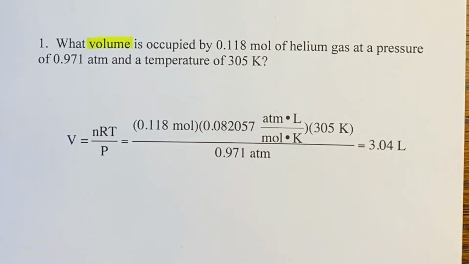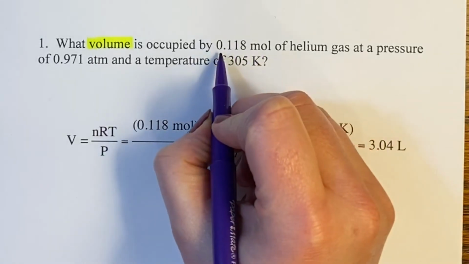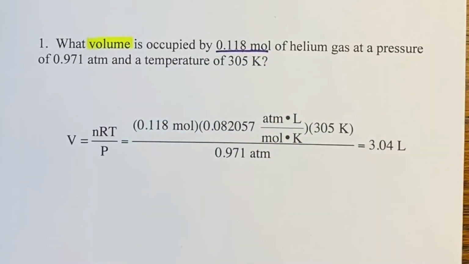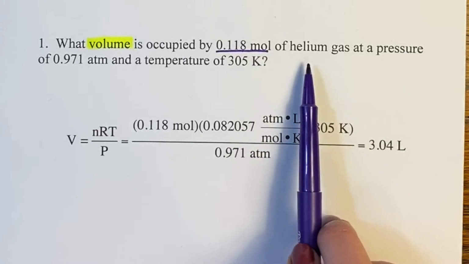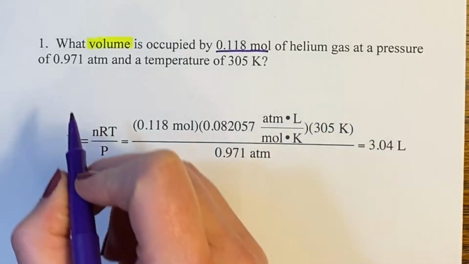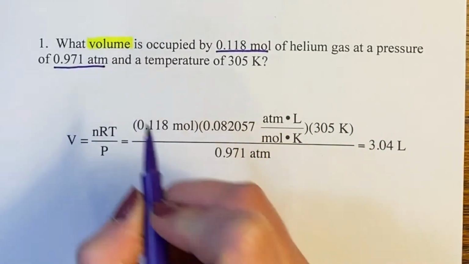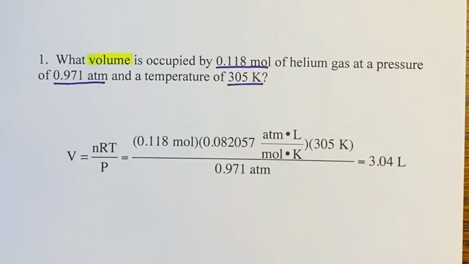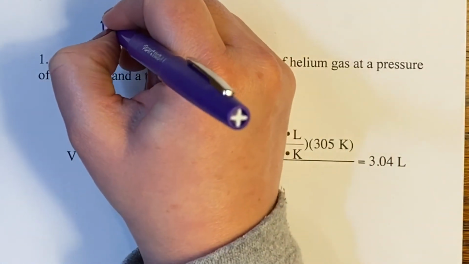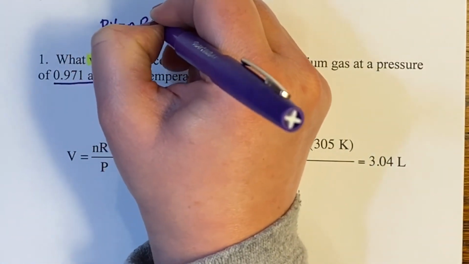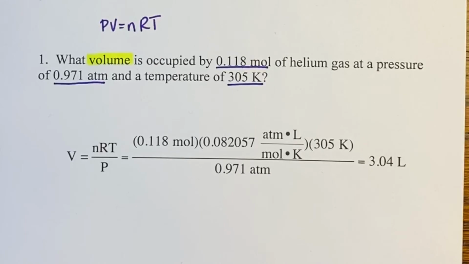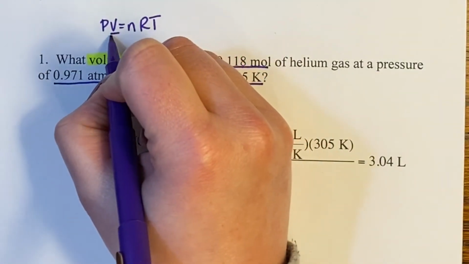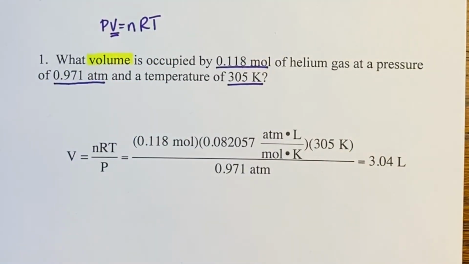So in this problem, we're asked to solve ultimately for the volume. The pieces of information that were given to us in the problem are moles. We know that the identity of our gas is helium. We know that the pressure of our gas is 0.971 atmospheres, and we have a temperature of 305 Kelvin. For the ideal gas law, we know that PV equals nRT, so that when we solve the ideal gas law for volume, we're going to have the equation that you see here. Volume equals nRT over P.